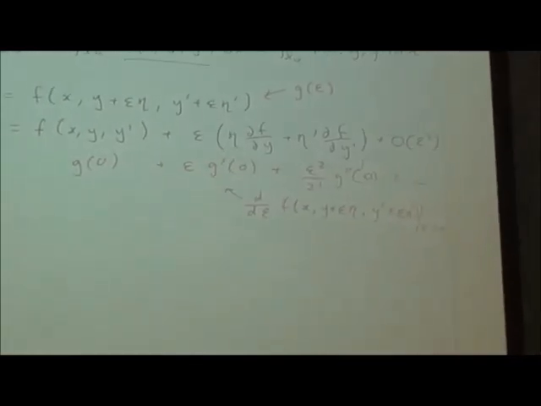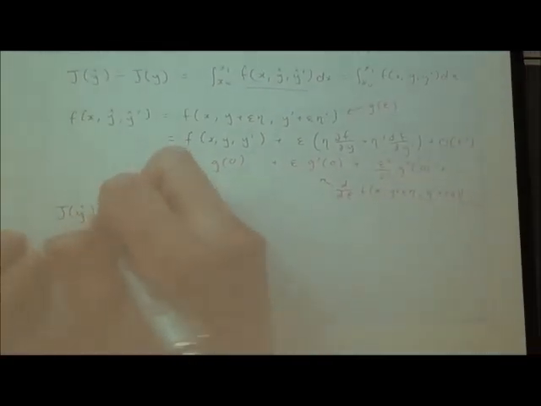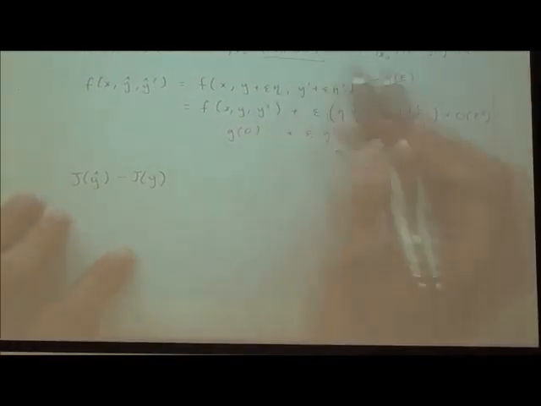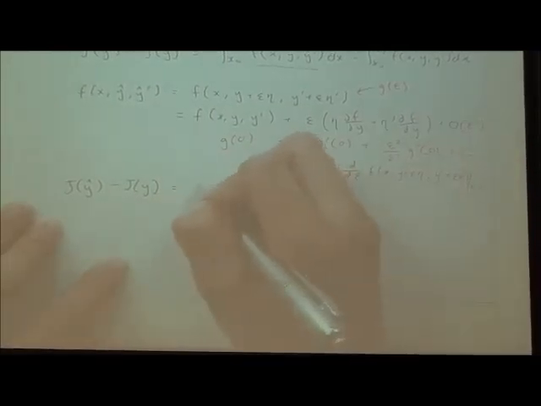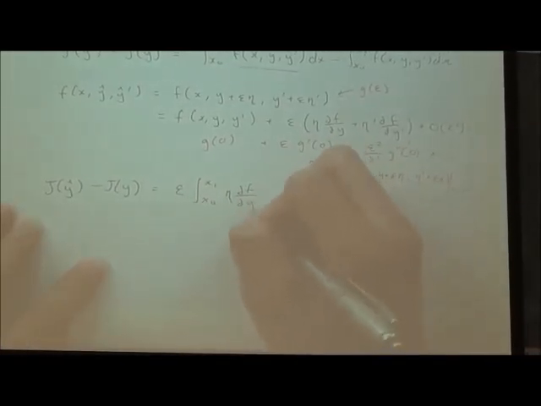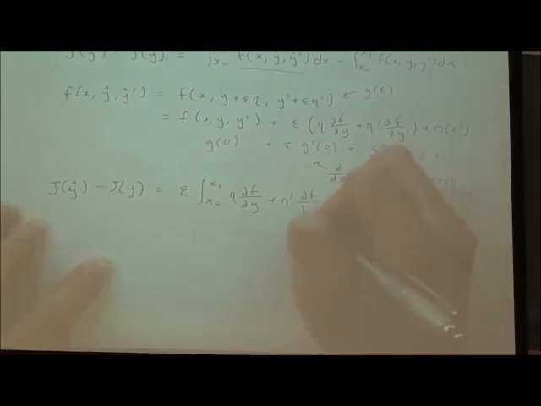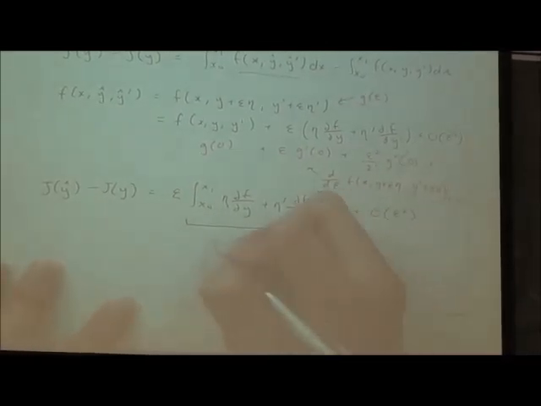And if we substitute this Taylor expansion into J of y hat minus J of y, the f of x, y, and y prime are going to cancel out. And what we are going to end up with is epsilon times the integral from x0 to x1 of eta partial f partial y plus eta prime partial f partial y dash dx. And then everything afterwards is going to be on the order of epsilon squared. Everything else has an epsilon squared in it. Now, this portion in here, this quantity, is what we call the first variation.